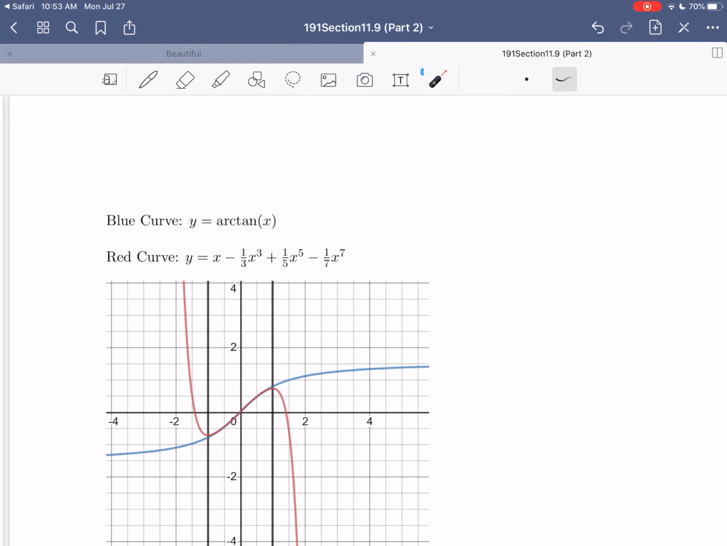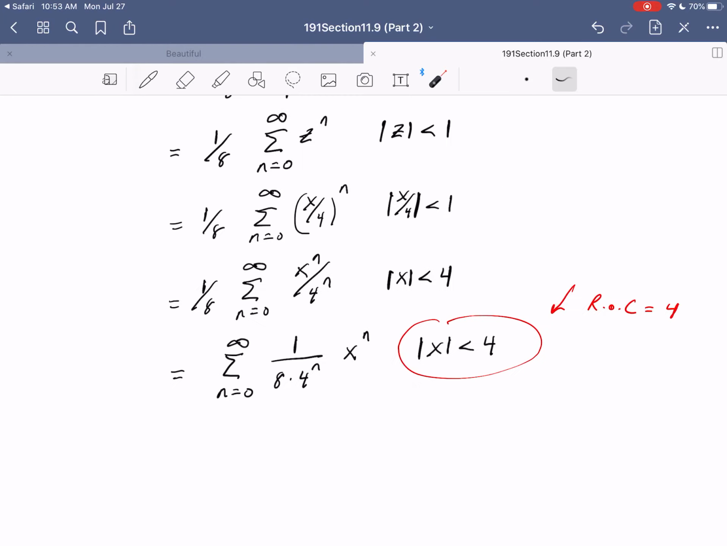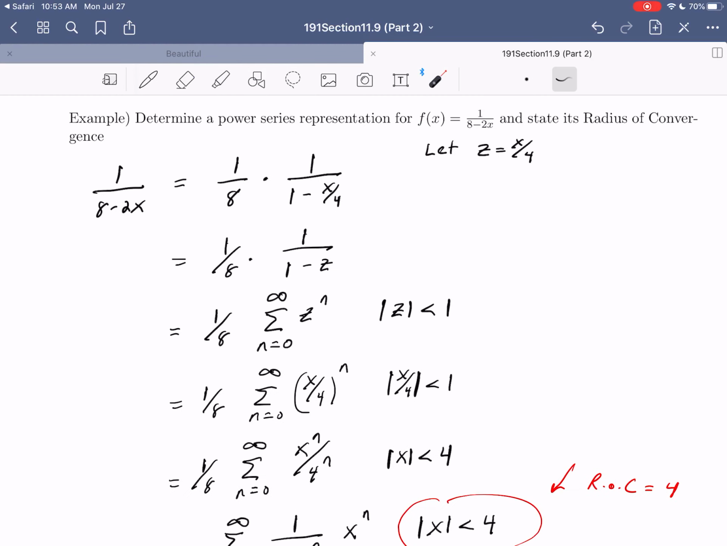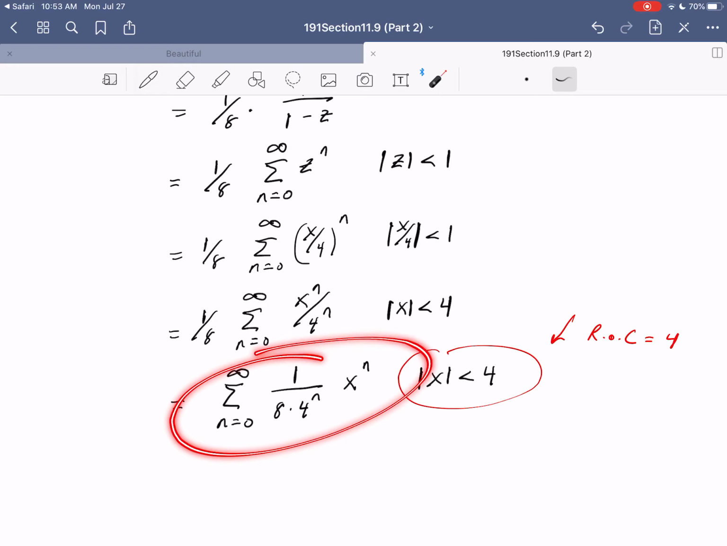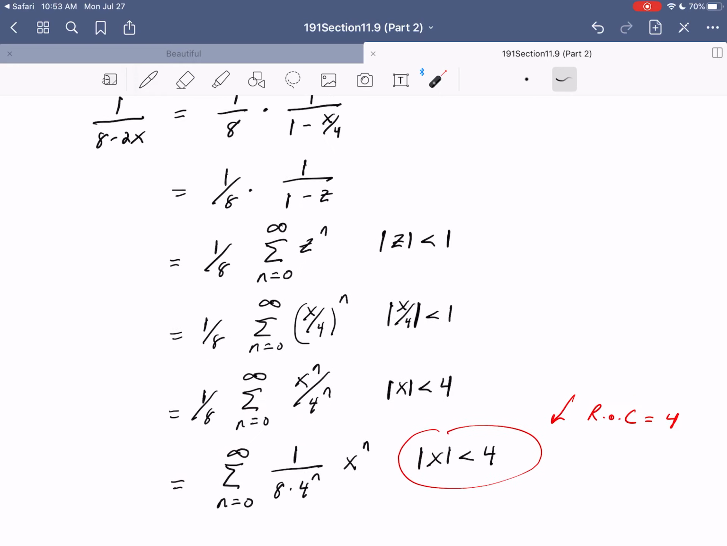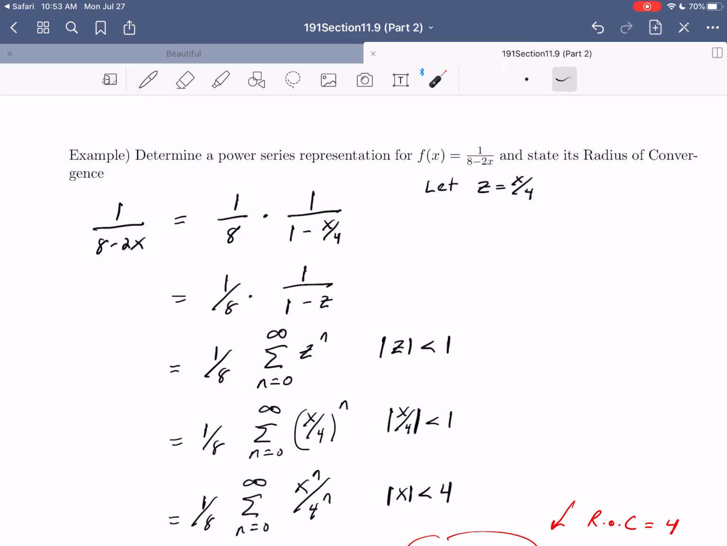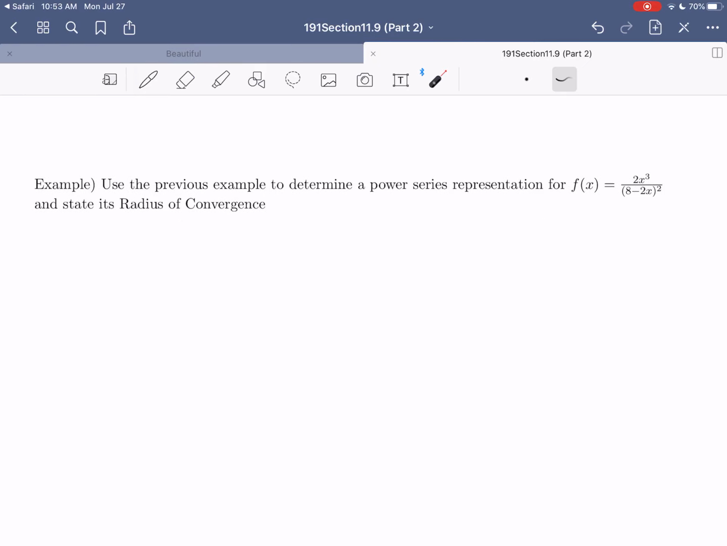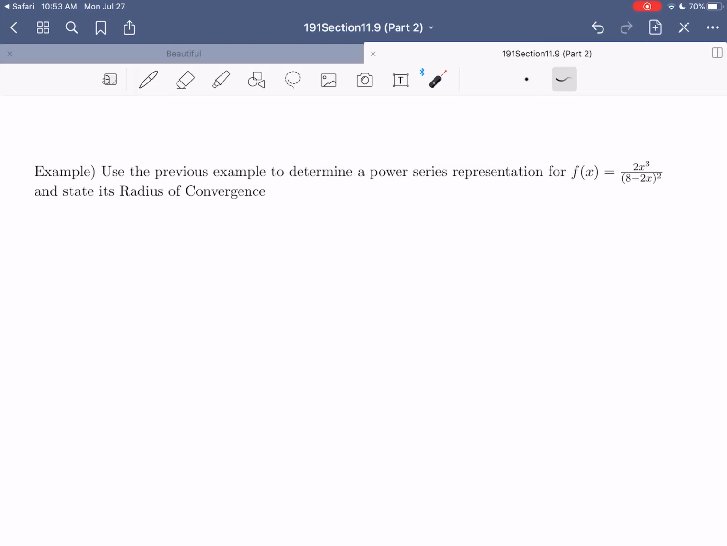Okay. For now, though, let's go back to where we just left off, and we had just built a series for 1 over 8 minus 2x, and we had gotten this right here. All right, now let's use that to build a power series for a more complicated rational expression. So we want to use the previous example to determine a power series representation for this, 2x cubed over 8 minus 2x squared. You'll notice the new thing is we've seen plenty of things where we've multiplied by something like 2x cubed. That's not a problem. But we've never seen anything where the denominator is entirely squared. So we've got to figure out how we're going to get that here. And again, we're going to state the radius of convergence.